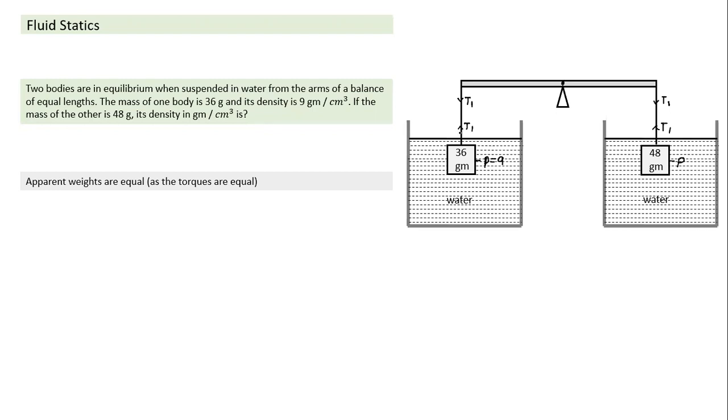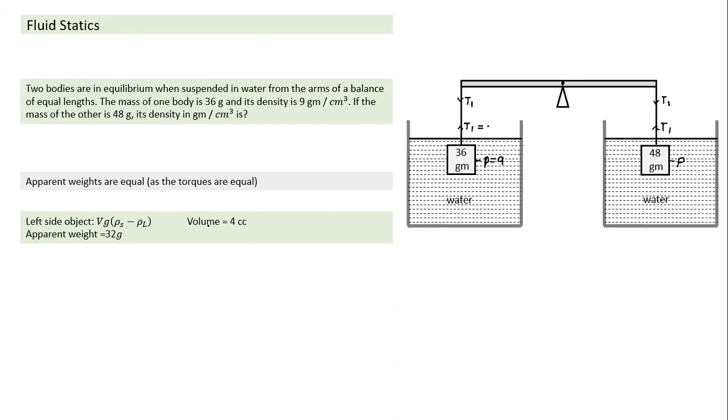Okay, and what is this tension equal to? Tension is nothing but apparent weight. Tension is equal to weight of the object minus force of buoyancy. So apparent weights are equal as torques are equal. So on the left side, what is the... okay, one more thing we understand here: if mass is 36 grams and density is 9, it means the volume of this object is 4 cubic centimeters. And so on the left side, what is the net force acting? Volume of the object into density minus density of the liquid. Why has minus rho L come? Because of the force of buoyancy. Vg into rho s minus rho L, that's the net force.